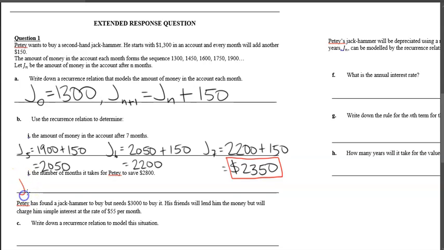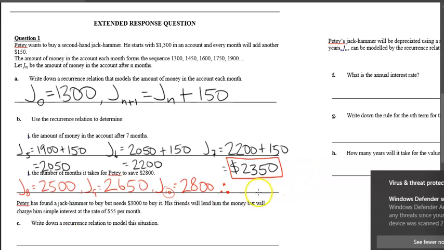J of 8 is just going to be that amount plus 150, so that's 2,500. J of 9 is equal to 2,650, and all I'm doing is just adding 150 each time. J of 10 is equal to 2,800. So the number of months it takes for PD to save 2,800 will be 10 months.